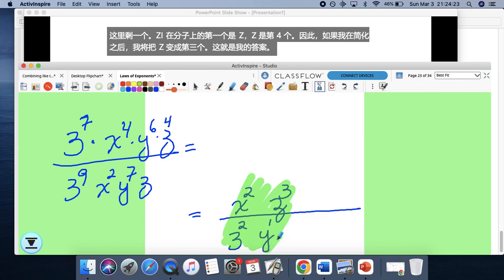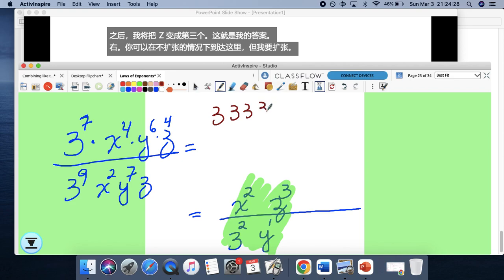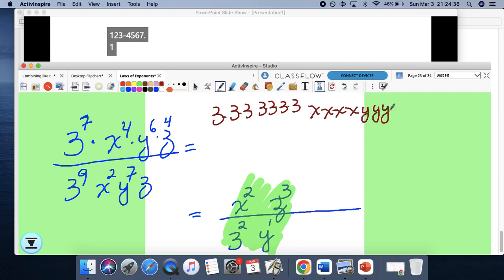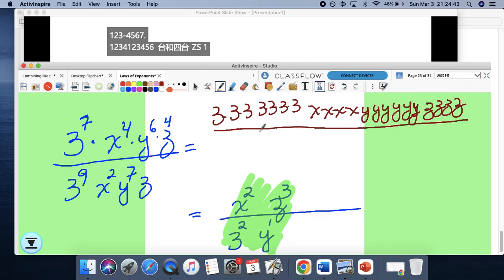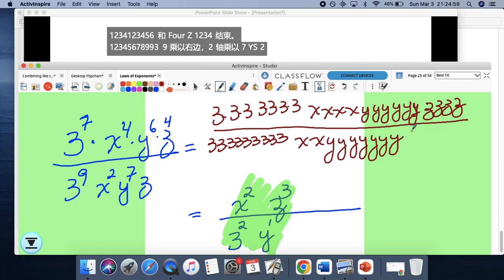Right? You can get here without expanding, but I'm going to expand. 1, 2, 3, 4, 5, 6, 7. 1, 2, 3, 4. 1, 2, 3, 4, 5, 6, and 4 z's. 1, 2, 3, 4. Over 1, 2, 3, 4, 5, 6, 7, 8, 9. 3 nines times, right? Being multiplied. 2 x's being multiplied. 7 y's. 2, 3, 4, 5, 6, 7, and 1 z.